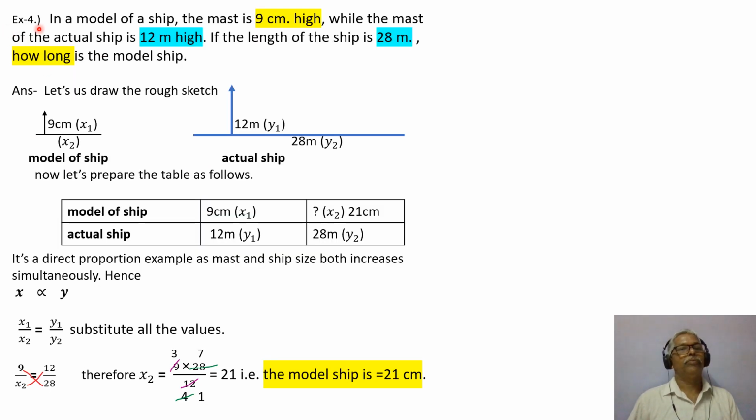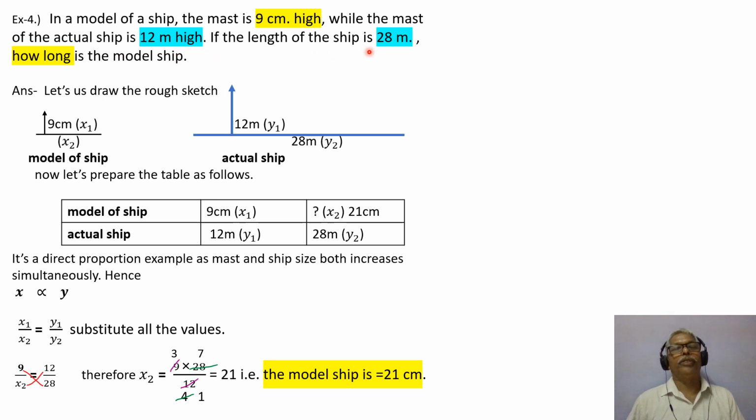Okay, exercise 4, read it very carefully. In a model of a ship, a mast is 9 centimeters high, while the mast of the actual ship is 12 meters high.